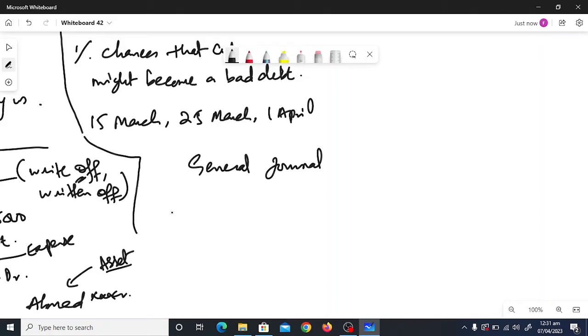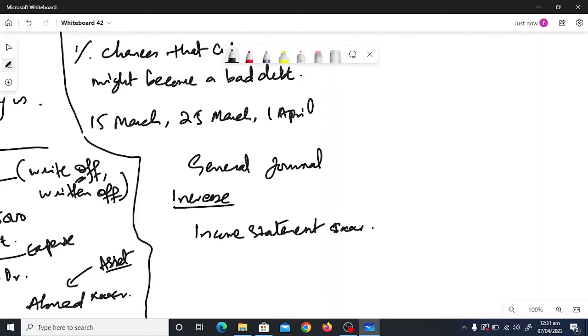So let's make the provision for doubtful debts journal entries. Journal entries are very important. First, when it is increased, I'll tell you how to record it. Increase of provision for doubtful debts. When the doubt is increasing for the trade receivables, that's bad for the business. So we'll record it like this: income statement debit, which is a debit record, and allowance for doubtful debts credit. Okay, allowance for doubtful debts credit.